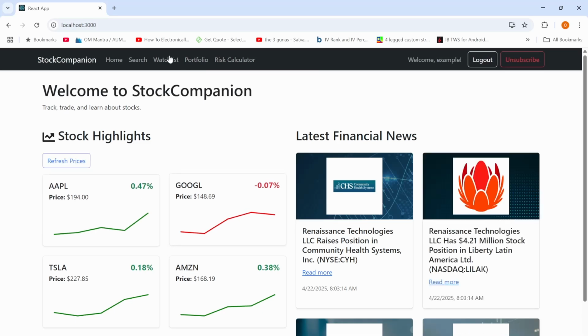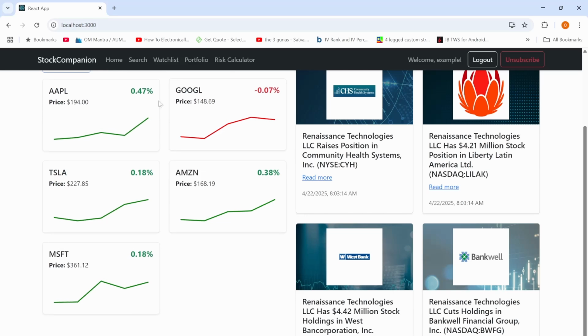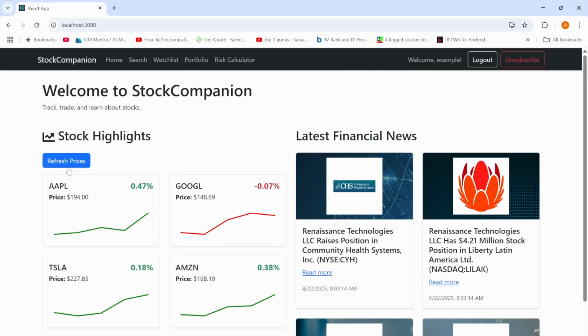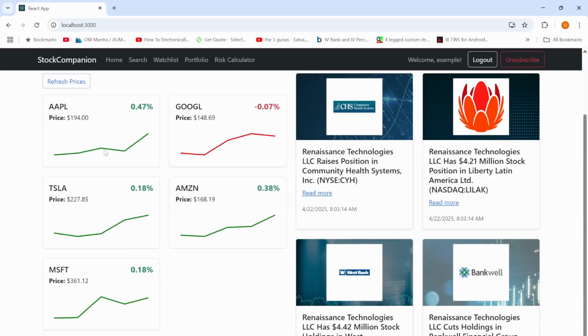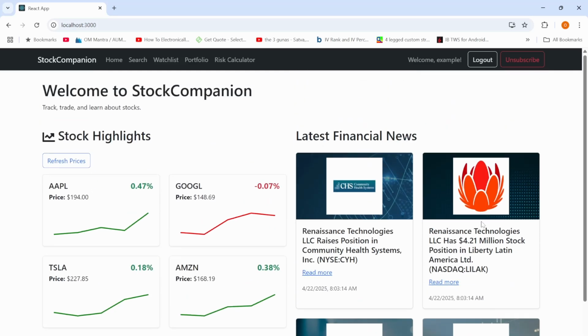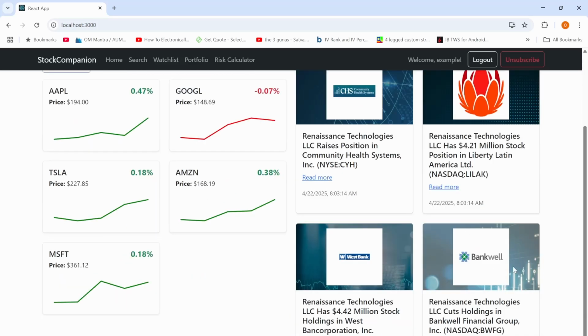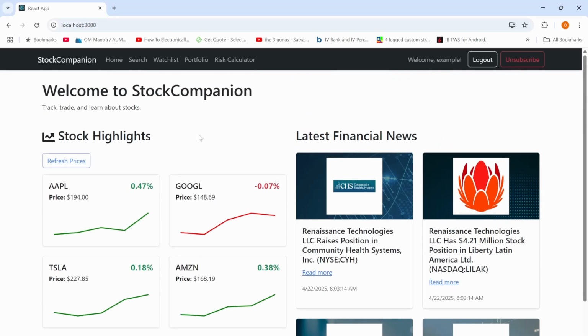Okay, perfect. Here's the home page, and we have the top stocks of the S&P 500. I added a refresh because my API runs out really quickly, so we really don't want to use it too much. Here are all the top stocks in the S&P 500. We've got Apple, Google, Tesla, Amazon, and Microsoft. We usually get the latest financial news on the website. That's a second API. I'll go over the APIs in a separate section of the video.